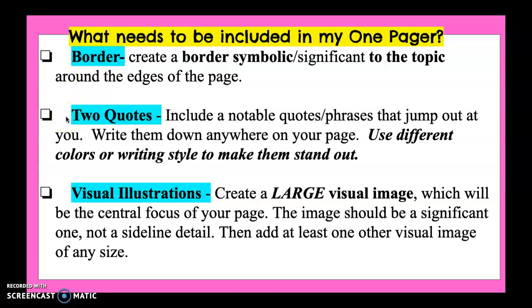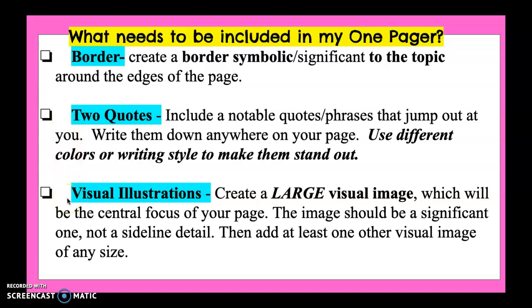Two quotes. So this is where you're just pulling from the reading that you will have completed in step 1 of this assignment. Pull two quotes from the reading that you think are important, that stand out to you, and simply just write them down anywhere on the page. You can write them in different colors. You can use different writing styles to make them stand out. You can do different sizes, but write your two quotes. Please don't forget to also include the page number.